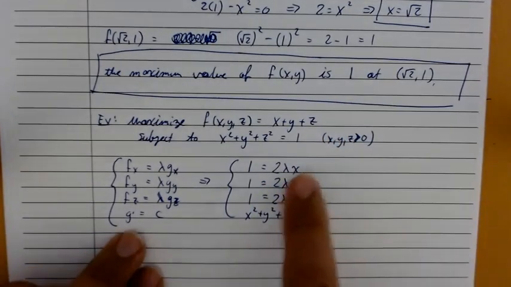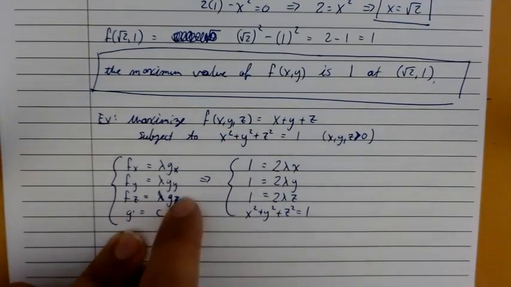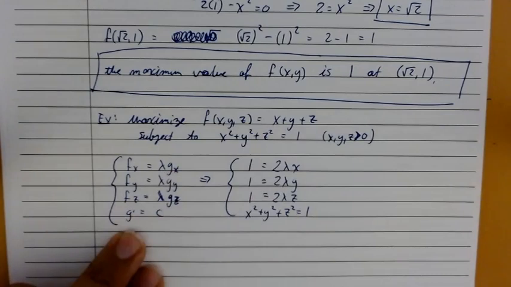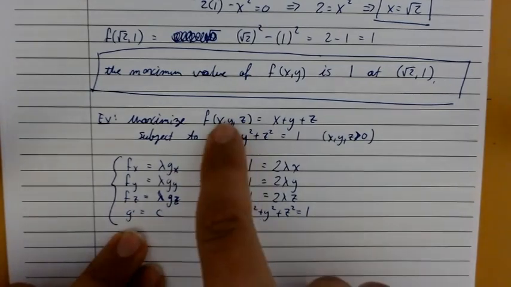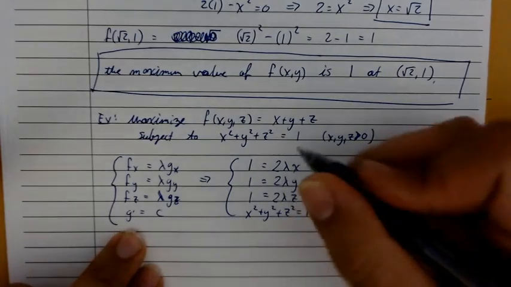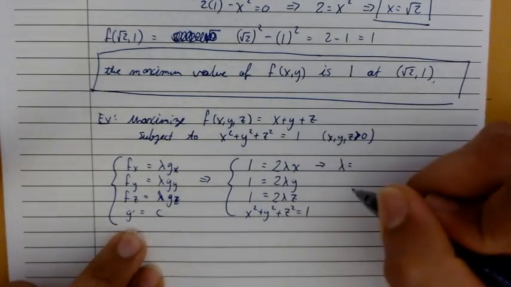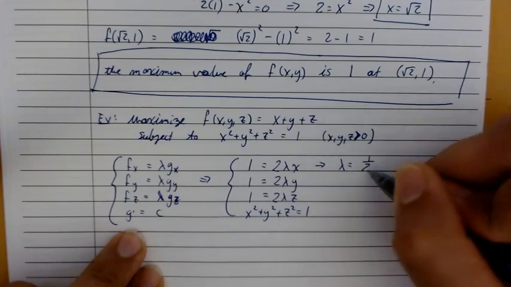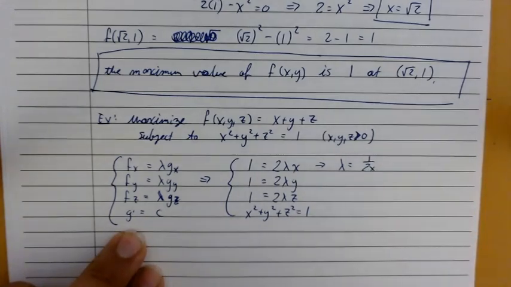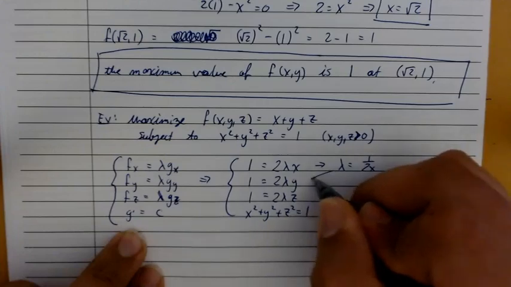So in spite of the fact that we have now a function of 3 variables rather than 2, all that you're doing is you're adding one more line to your system of equations. If you had a function of 4 variables, you just add another line. So now these can be solved. Here, let me take the first one and solve for lambda. Lambda is equal to 1 over 2x. Okay. Let me go ahead and plug that into the remaining equation here. So that one goes in there.